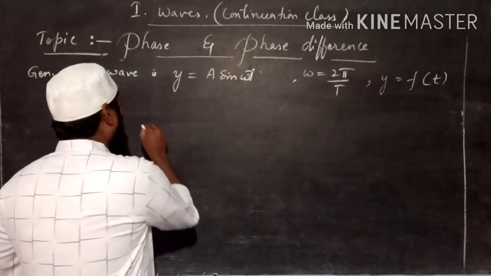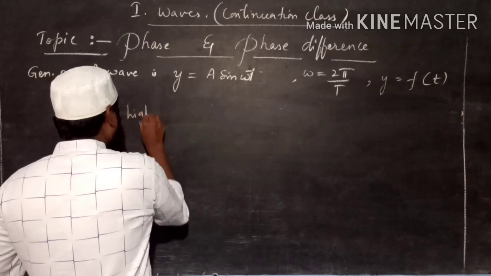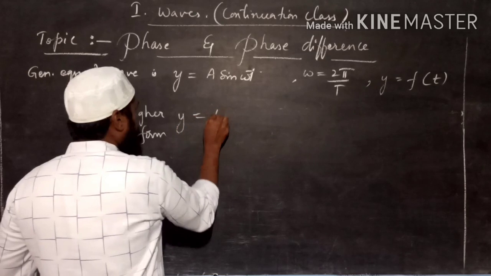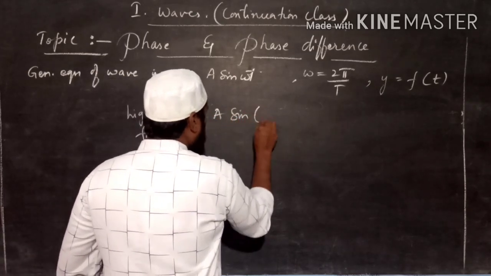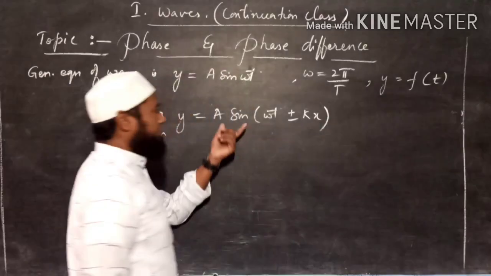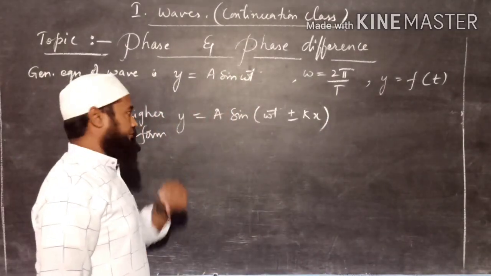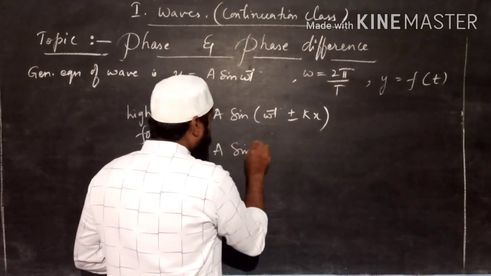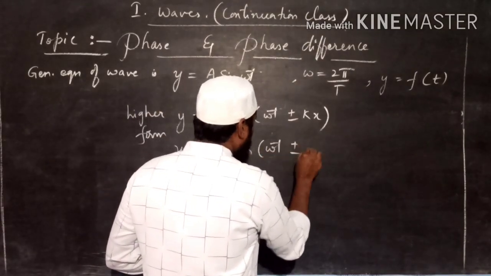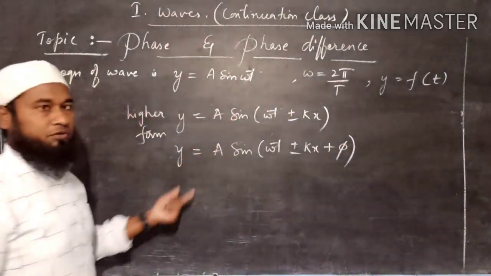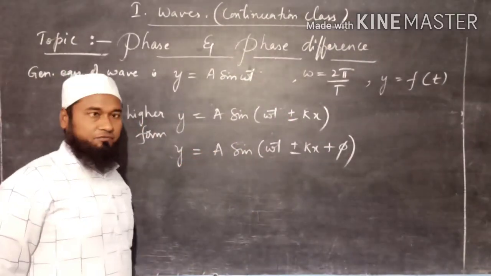Also there are some higher forms of the general equation of wave. What is that? y is equal to a sin omega t plus or minus kx. This is also a general form of the equation of wave. One more equation is there, that is y is equal to a sin omega t plus or minus kx plus phi. This is also one more general form of the equation of wave.